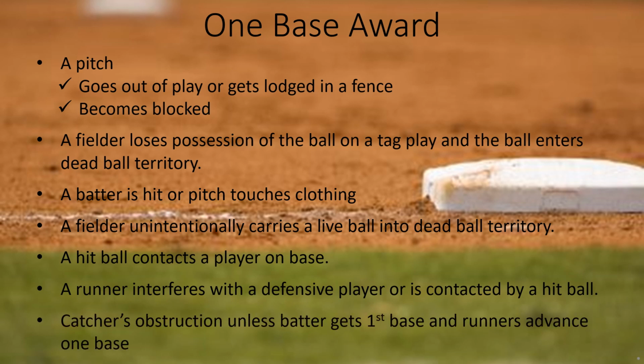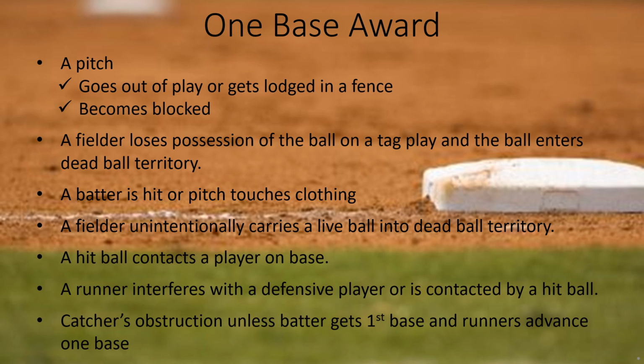Finally, you have catcher's obstruction. Catcher's obstruction is a little more complicated. If the ball's hit on catcher's obstruction and the runner reaches first base and every other player advances a base, then the catcher's obstruction is off. If the catcher's obstruction occurs and the batter's put out, or one of the runners does not advance a base, then the coach gets the choice of the play or the batter being awarded first base.